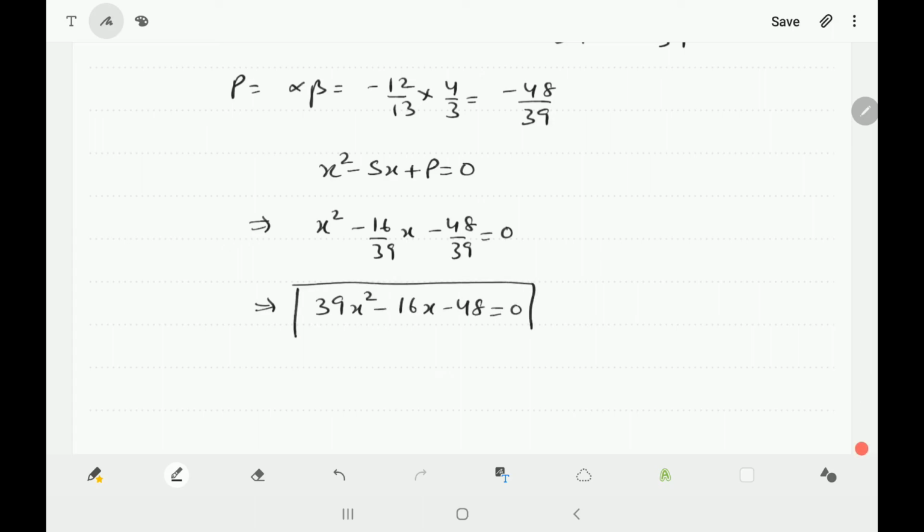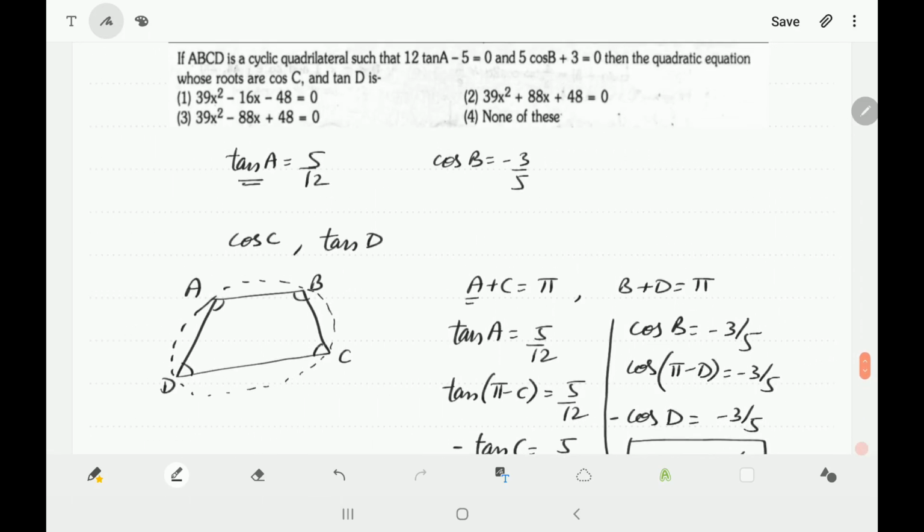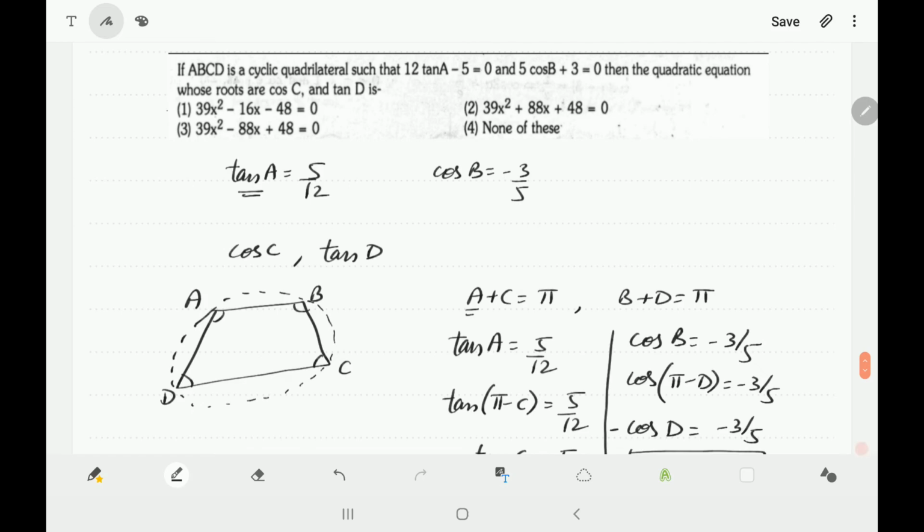So let's see which option it is. 39x square minus 16x minus 48, which is option A, and hence the answer of this problem is option A.